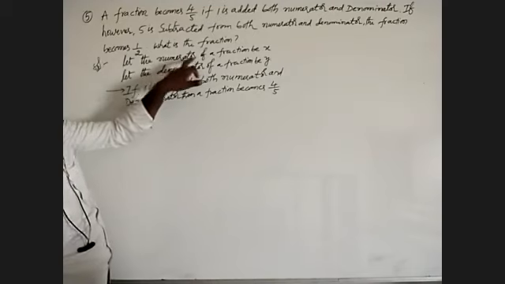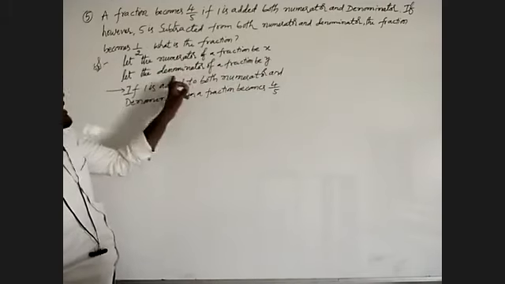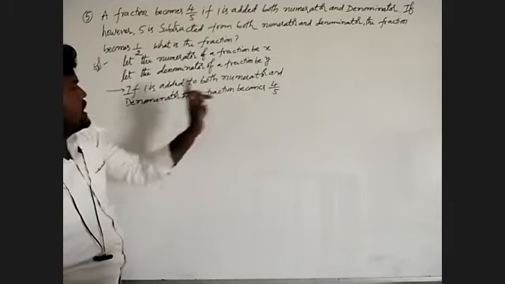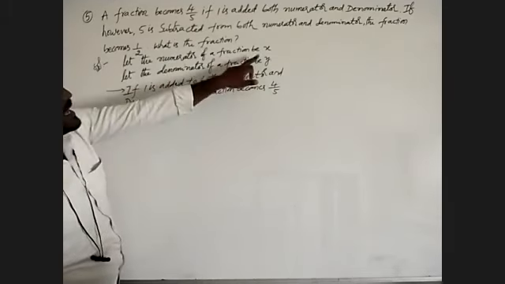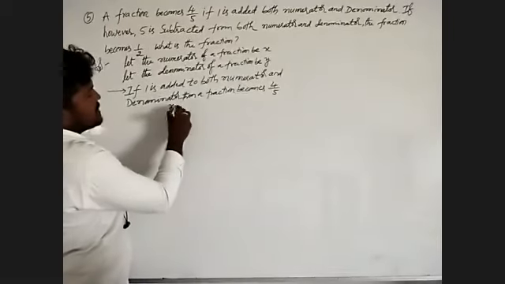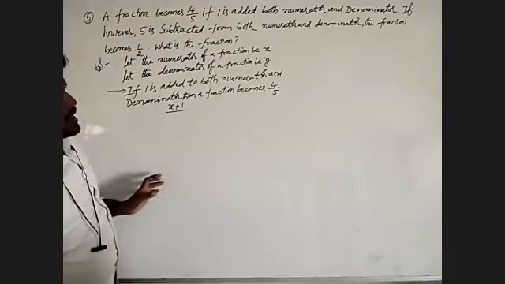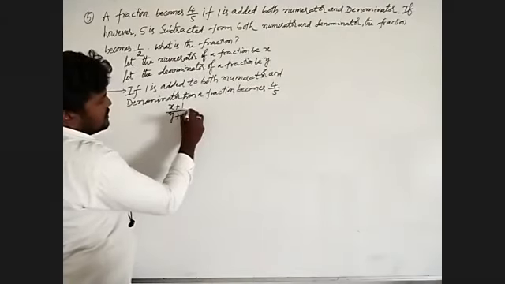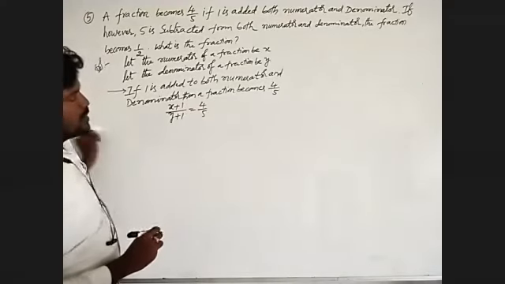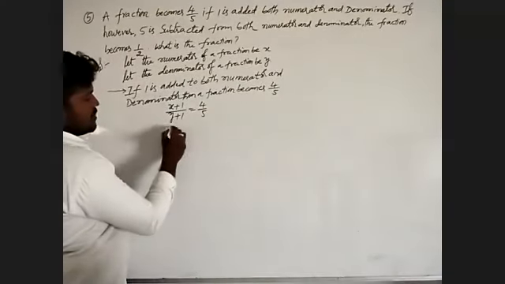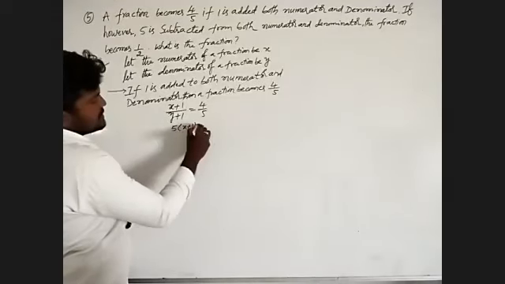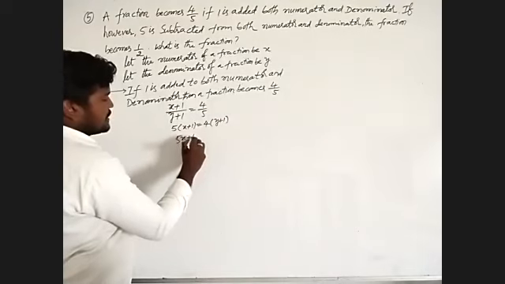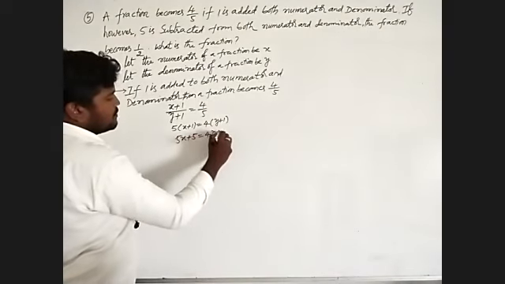Here, numerator will take x, denominator will take y. 1 is added to both numerator and denominator. Numerator will be x plus 1, denominator also added 1, that will become y plus 1, that is 4 by 5. By using cross multiplication, 5 into x plus 1 is equal to 4 into y plus 1. After that, 5x plus 5 will become 4y plus 4.